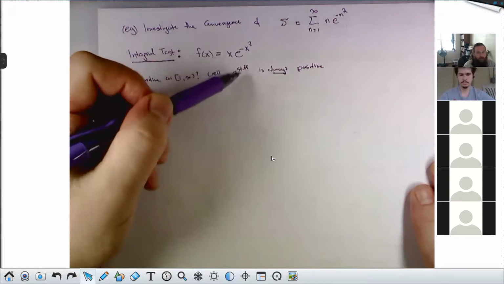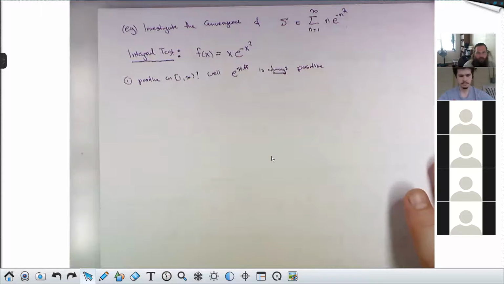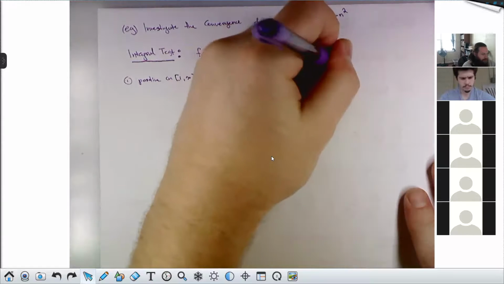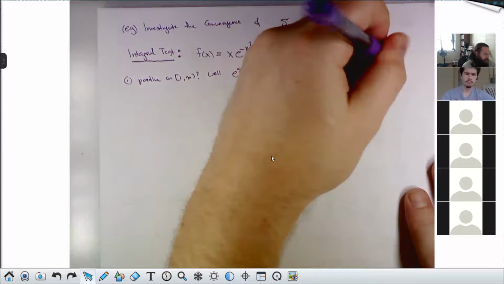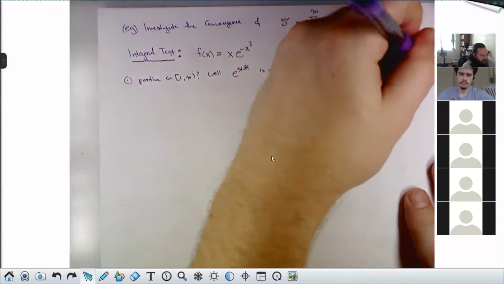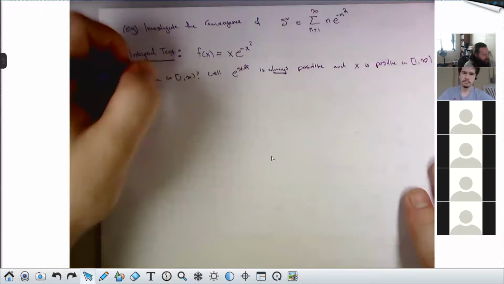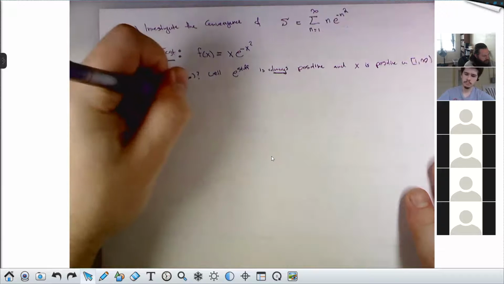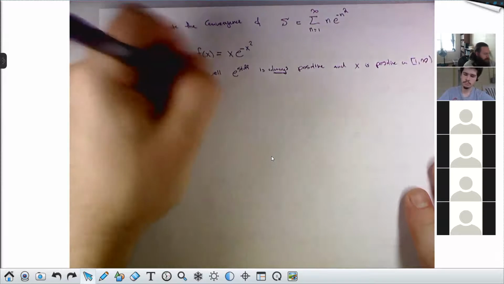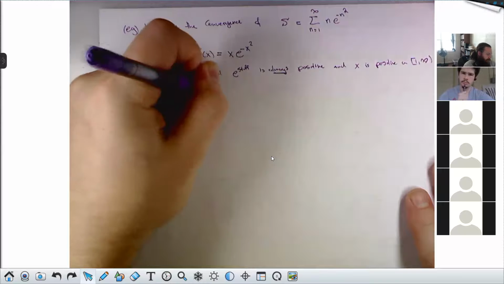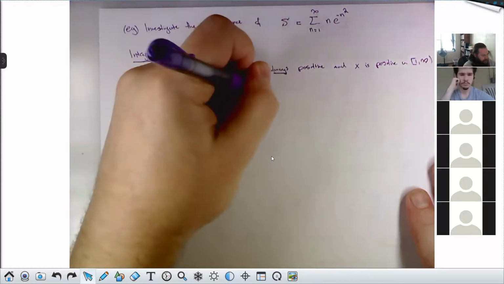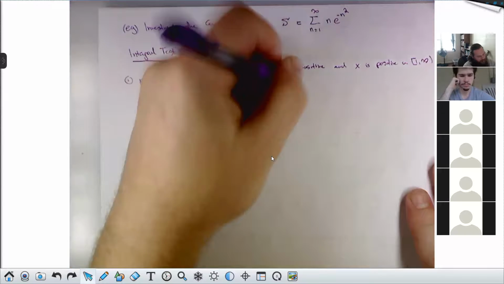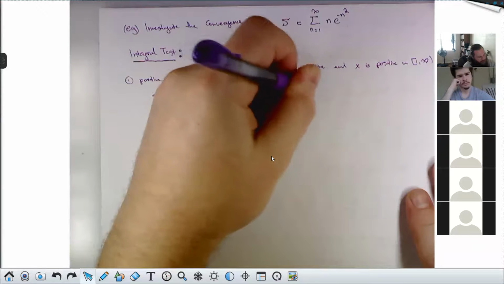Any real number you put in the exponent for e, you'll always get a positive thing. Think of the graph of e to the x. It's always above the x-axis. And x is positive on the interval 1 to infinity. So x times e to the negative x squared must be positive. Just say it is positive for all x in the interval 1 to infinity.